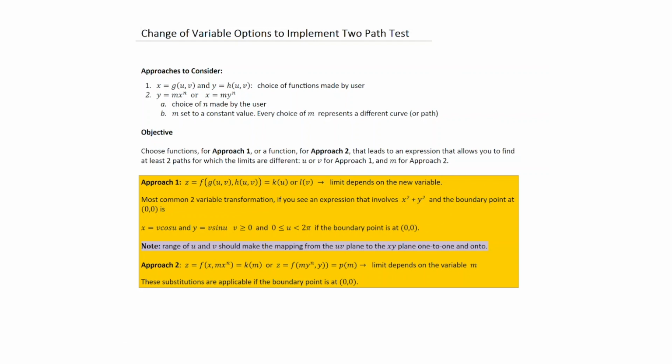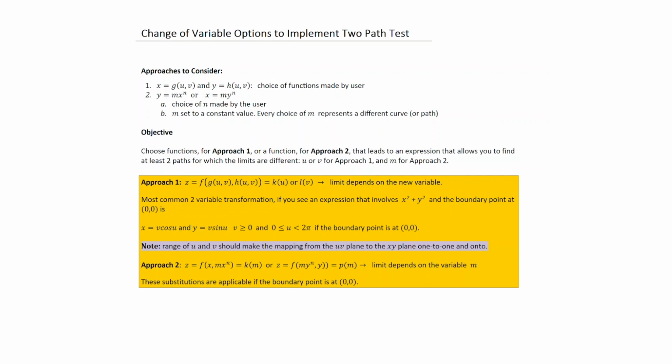So the choice of n is made by the user. m is typically set to a constant value and represents a particular path. Change the value of m, and you're choosing a different path. So the objective is to choose functions for approach 1 or 2 that lead to an expression that allows you to find at least two paths for which the limits are different. That is u or v for approach 1, m for approach 2.